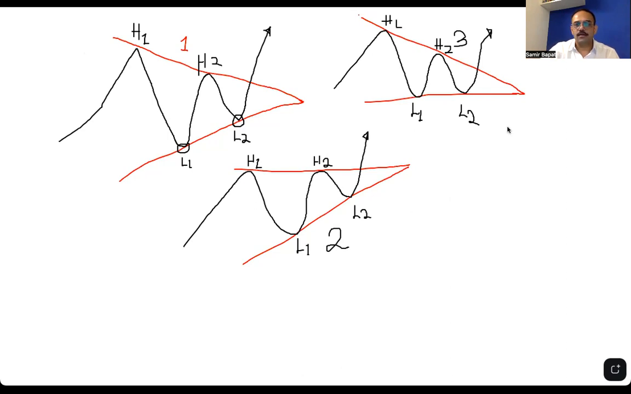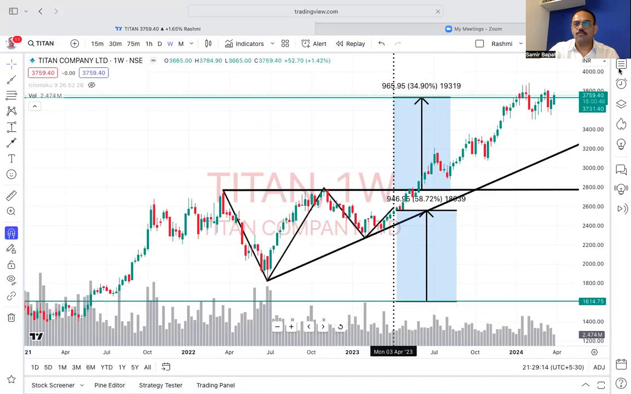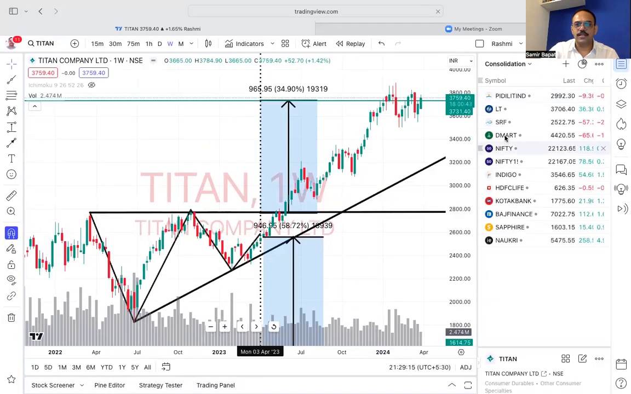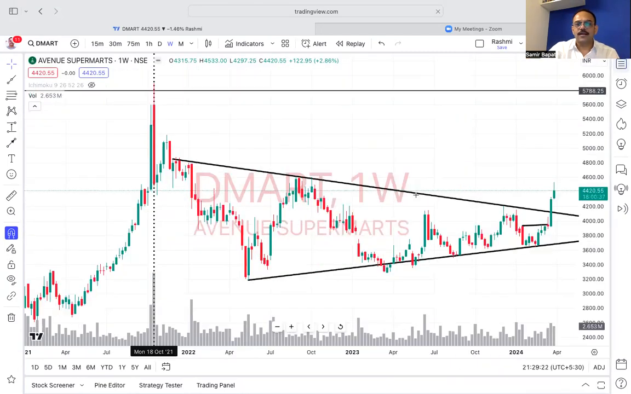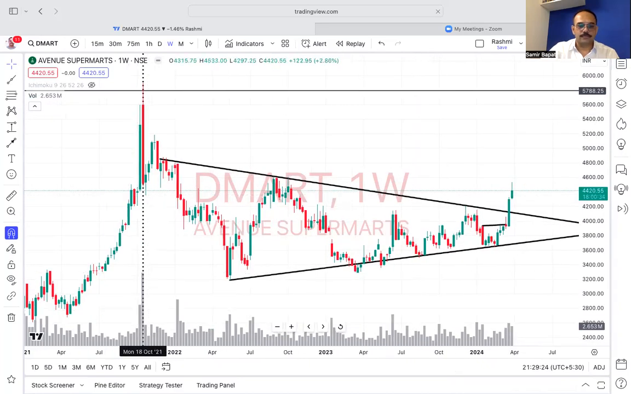Now, coming to the videos which I have posted recently, let's say this DMart, right? DMart weekly triangle. See here, what we are getting is lower highs, correct? Lower high का criteria fit हो गया. Higher lows, higher low का criteria fit हो गया.